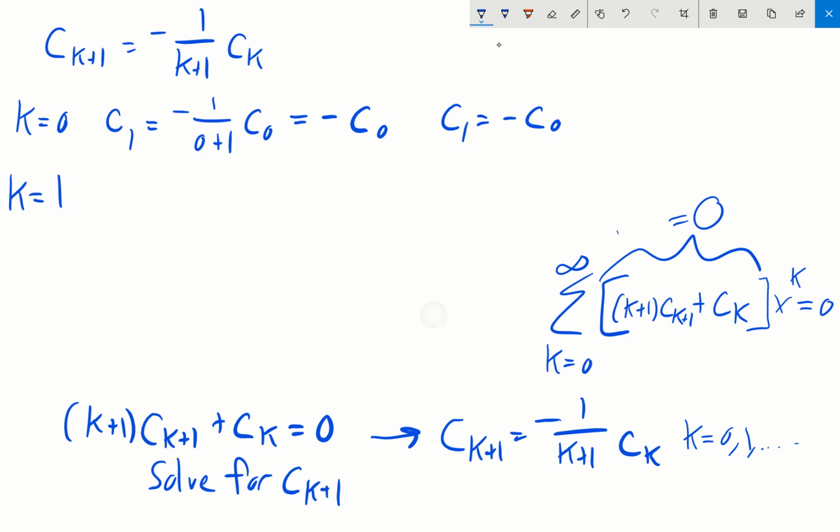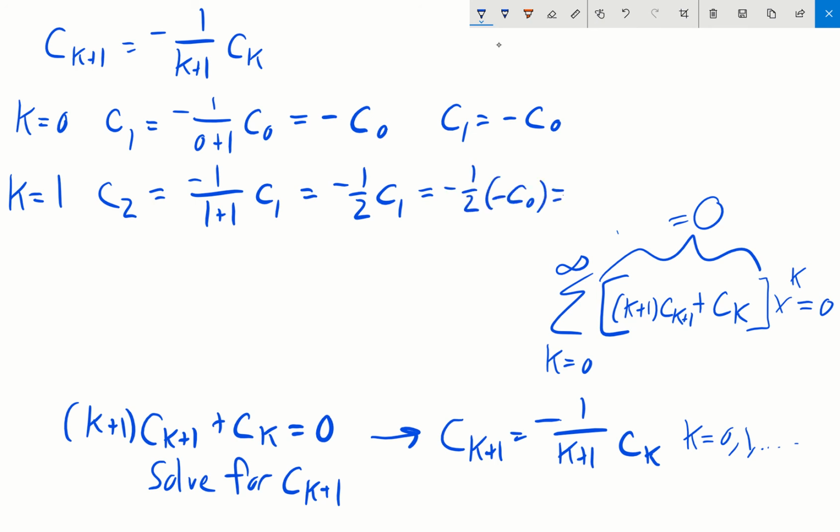When k equals 1, this is going to give us c of 1 plus 1, which is c_2. This is going to be equal to negative 1 divided by 1 plus 1 times c_1, which is equal to negative 1 half c_1. But from just a moment ago, we know what c_1 is equal to. c_1 is equal to the negative of c_0, which is going to be positive 1 half c_0. Let's do a few more of these.